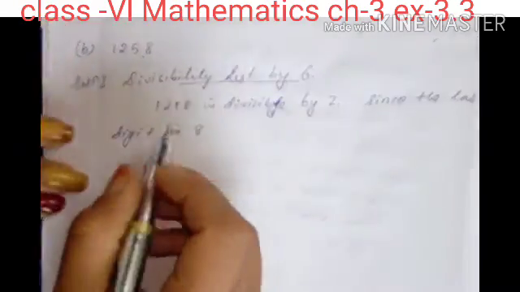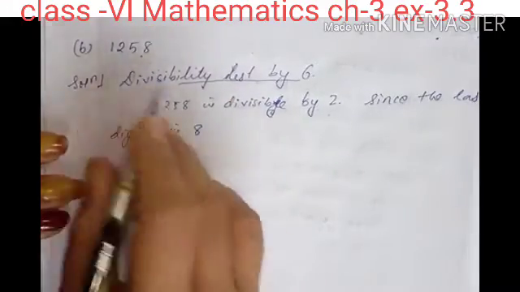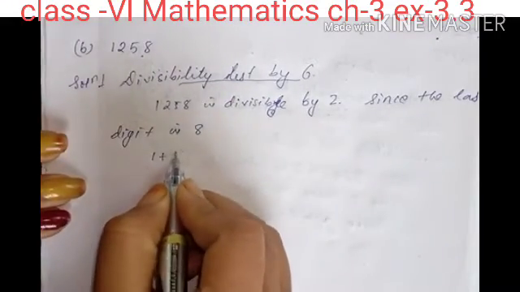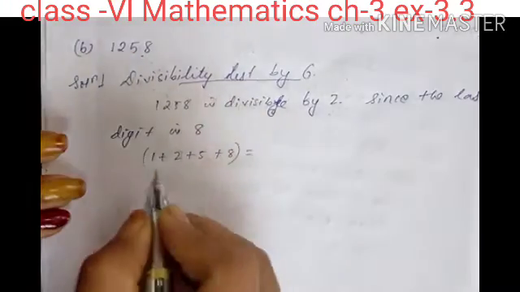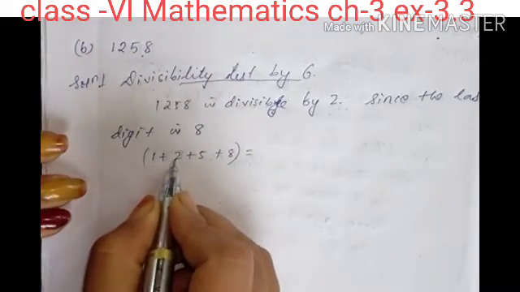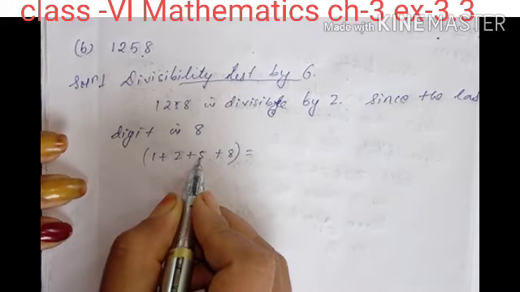Now you have to check for 3. Now sum all these digits. 1 plus 2 plus 5 plus 8. How much will you get if you add this? 1 plus 2, 3. 3 plus 5.